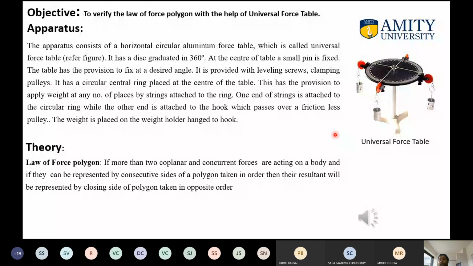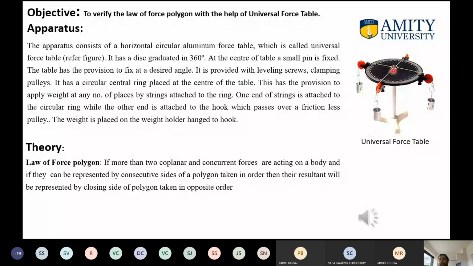For making the polygon, we should have the length. How will we take the length of the first string? Let us say this is A. For this, we will take the scale as 100 gram equals 1 centimeter. So here, let us say this is 250 gram. 250 gram will be how much? 2.5 centimeter. So the length of the first force A is 2.5 centimeter. With the help of the scale, you make the diagram. And coming to the next one.